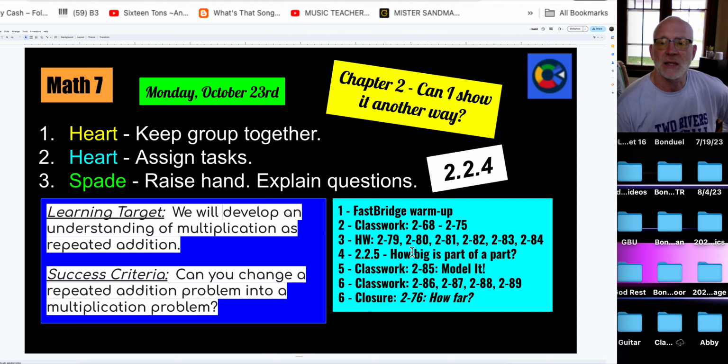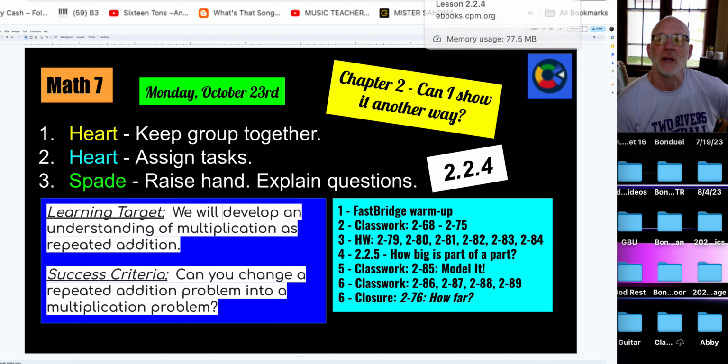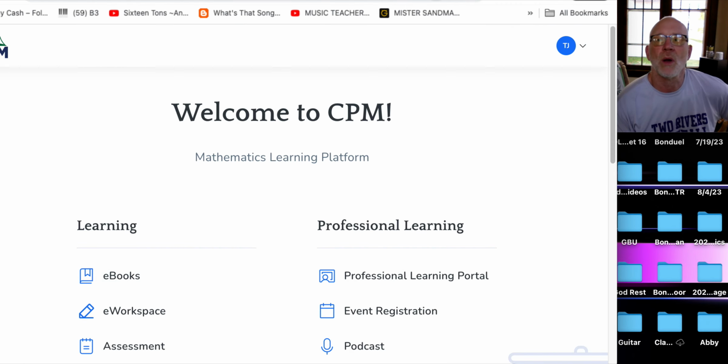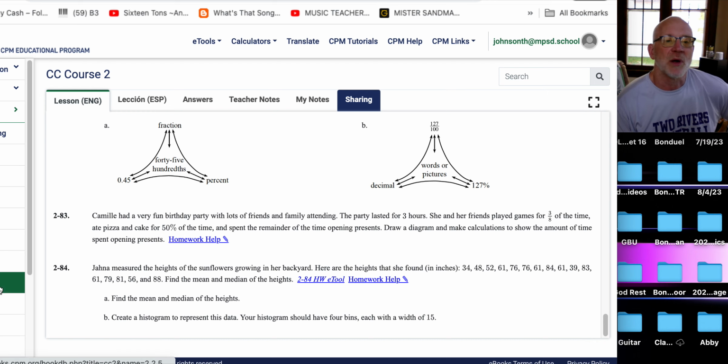After that, if we get that far, and we might not, this might be it for the day, we're going to introduce 2.2.5, and it's how big is part of a part. So what we're going to do, I'm going to read this to you and then show you what we're going to do. So let's go 2.2.5.